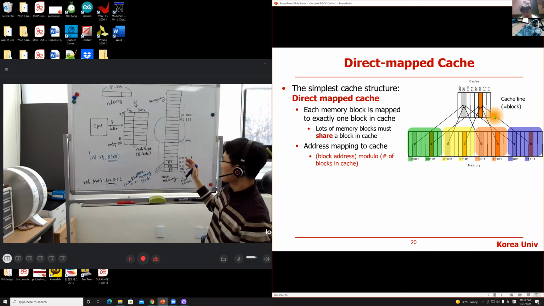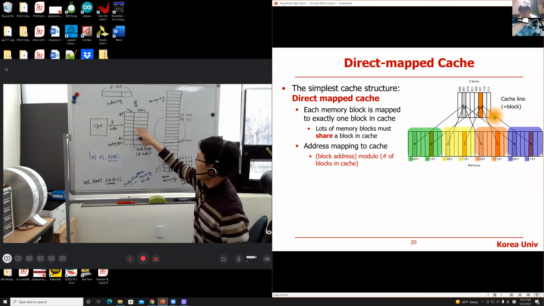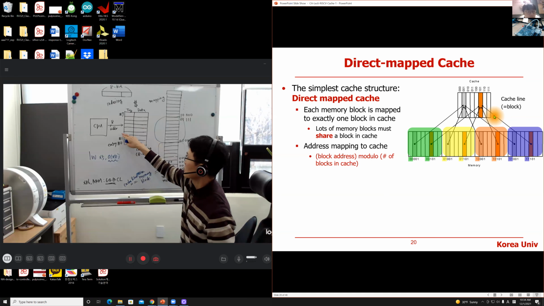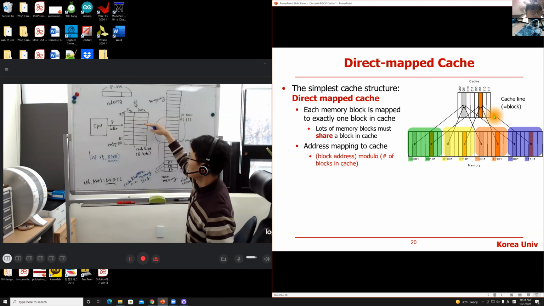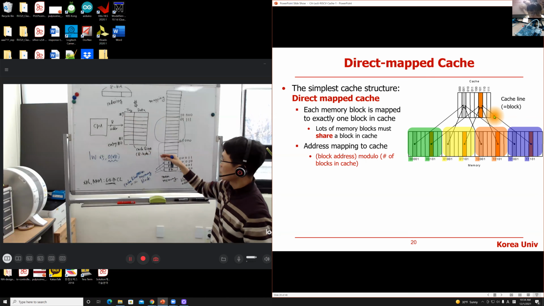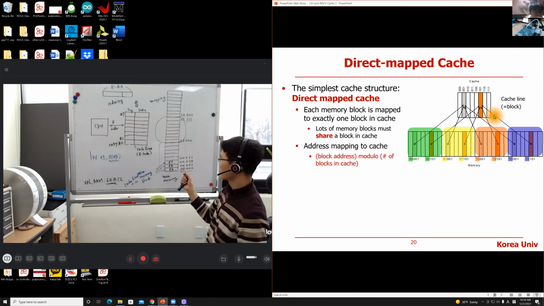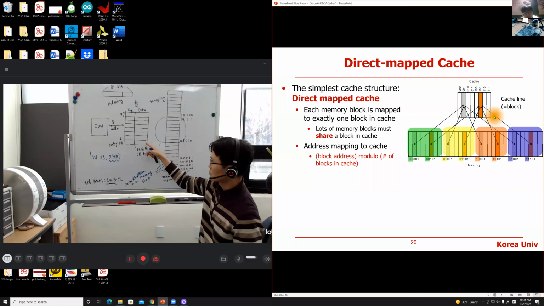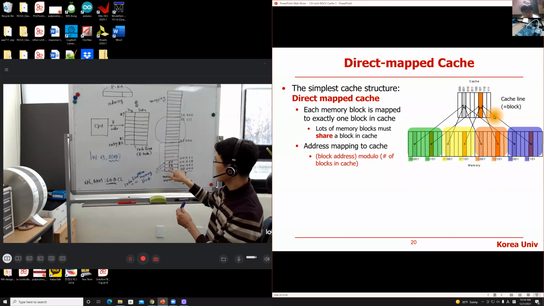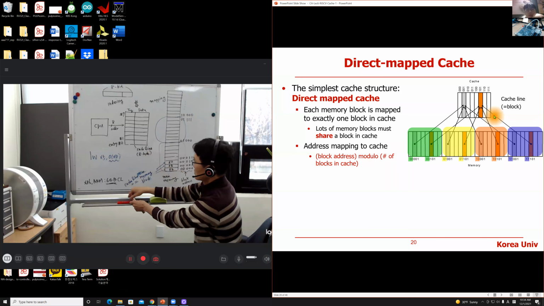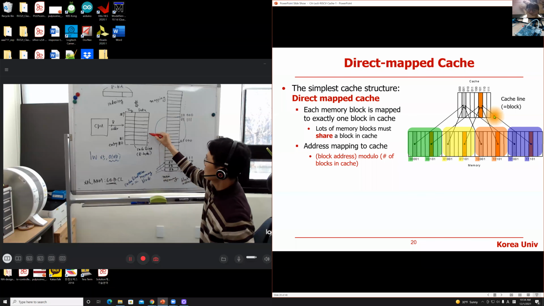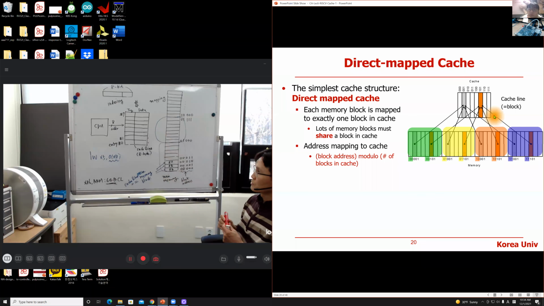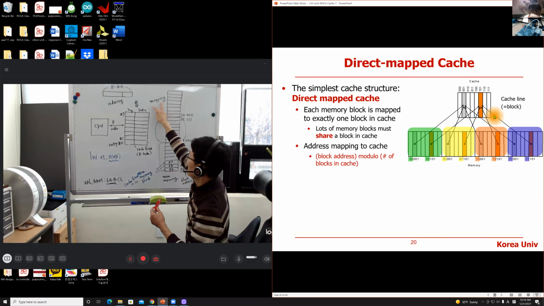Then the question is, we have 8 entries, entry number 0, 1, 2, up to entry number 7, 8 cache entries. So which entry are you going to place that memory block into? Do you want to place this memory block here, or here, or which entry? That is called the mapping scheme, right?